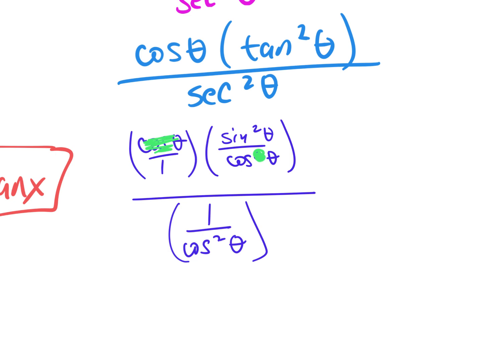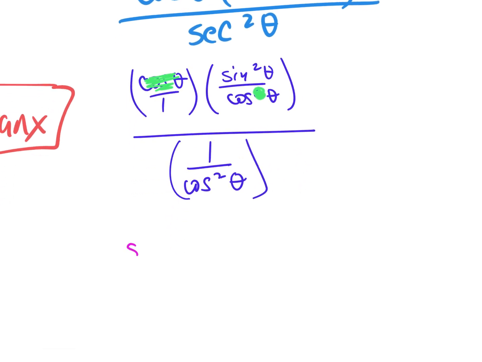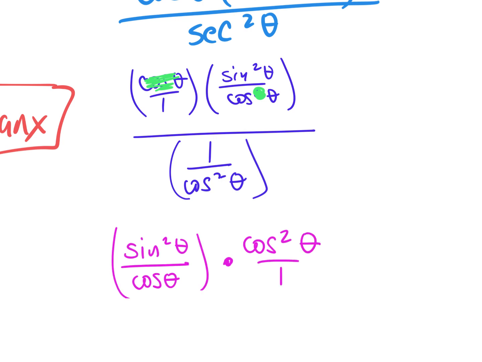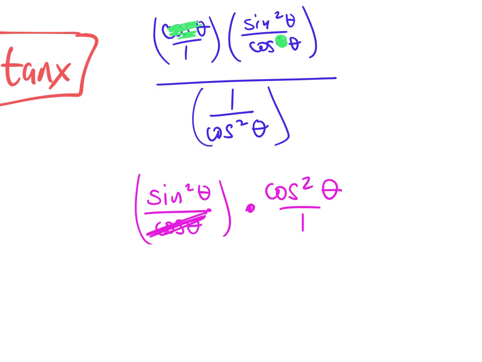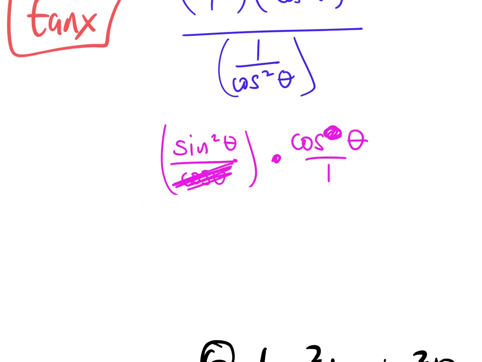So now I have a fraction divided by a fraction. Keep, change, flip. So I have sine squared over cosine times cosine squared over 1, right? Now what happens? I can cross off a cosine here and then 1 here. So I'm left with sine squared theta times cosine theta. Is there anything else I can do here? No. That is as simplified as you can go.